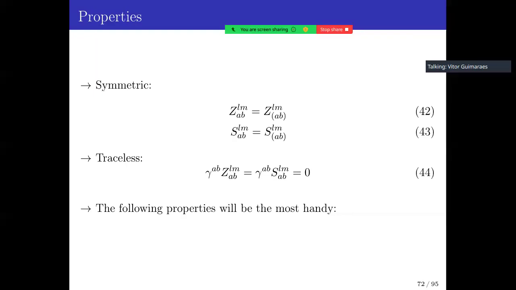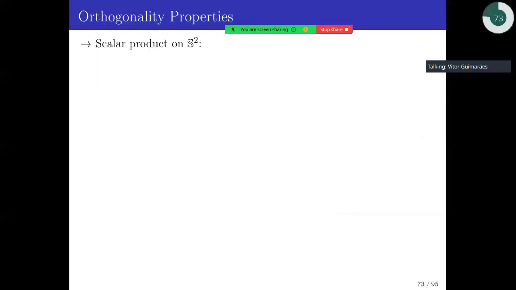So we're going to focus now on the properties that will be the most useful for us, which are the orthogonality properties. Okay, so give me 2 minutes, guys.